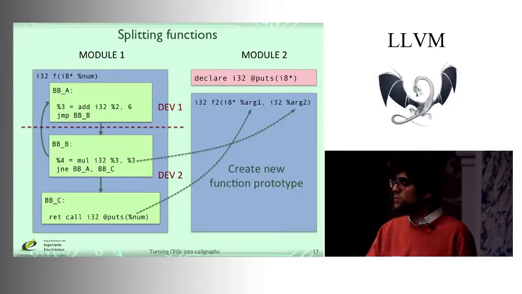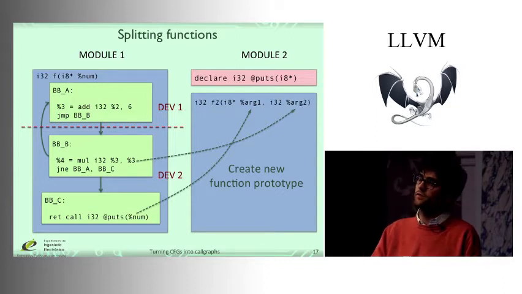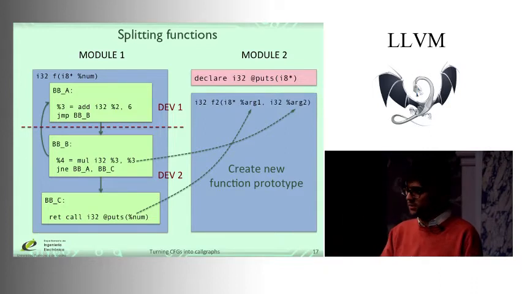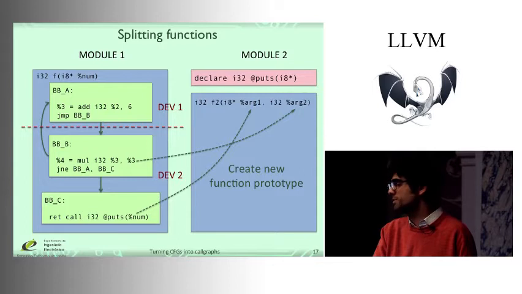After that, we have to create a new prototype for the function, and for that we have to record the uses of the previous virtual registers. In this case, basic block B is using virtual register 3, which is calculated in basic block A. So this has to be turned into an argument. And also we are using a parameter from the original function, so that has to be translated also into a parameter of the new function.